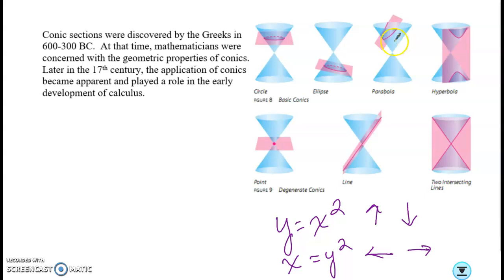The parabola is when we take one of our two cones that we've been talking about for our conics. Conic sections refer to slices of cones. And if we slice down at an angle like this, it gives us our parabola.